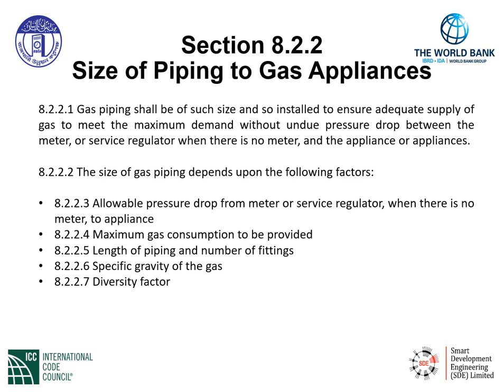8.2.2.6 is specific gravity of the gas. This needs to be understood in order to apply the correct calculation or tabular values when you are designing gas piping. Finally, the last factor that's indicated here is 8.2.2.7, diversity factor.